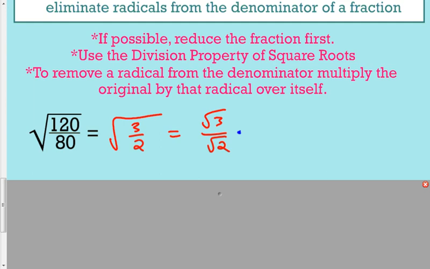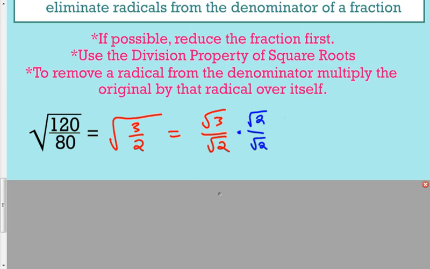And if you know anything about 1, if you have a fraction where it's the same denominator and numerator, that's the same as 1. Like 3 over 3 is 1. So we're going to multiply by the square root of 2 over the square root of 2. Because that would reduce to 1 and it wouldn't actually change it at all. But it's going to help us get rid of the radical on the denominator.